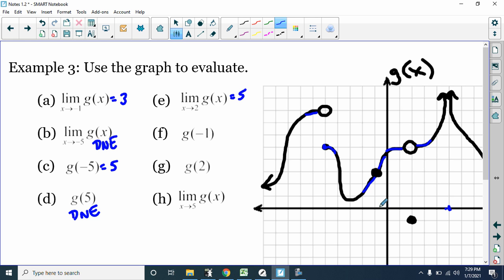G of -1, when x is -1, my y value is 3. G of 2, when x is 2, my y value is -1. And the limit as x approaches 5 of g of x, I have a vertical asymptote at 5, limit does not exist.